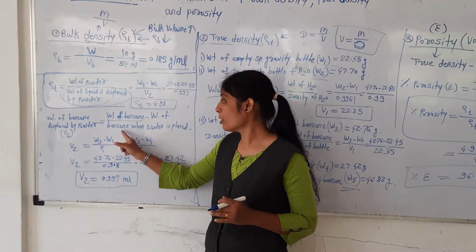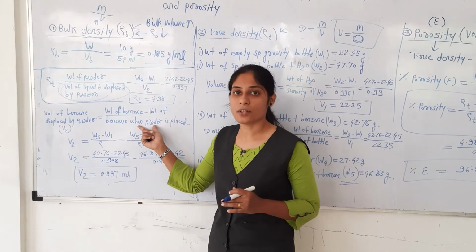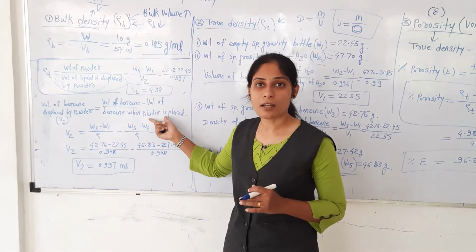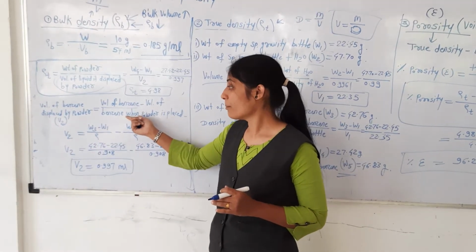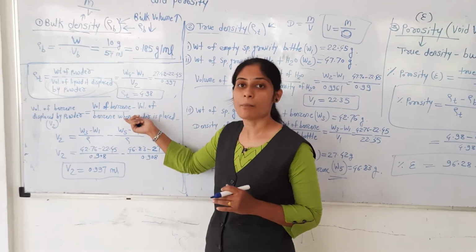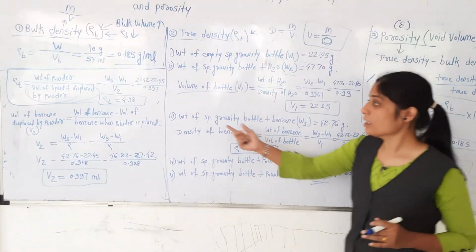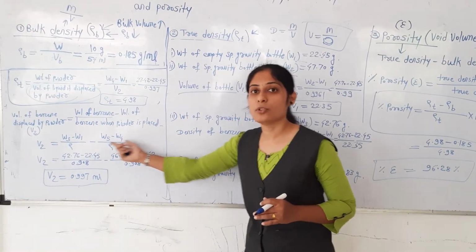Then second, the volume of benzene when the powder sample is placed. Here again we can use the formula mass upon volume. So the mass of benzene when the powder sample is placed is W5 minus W4.